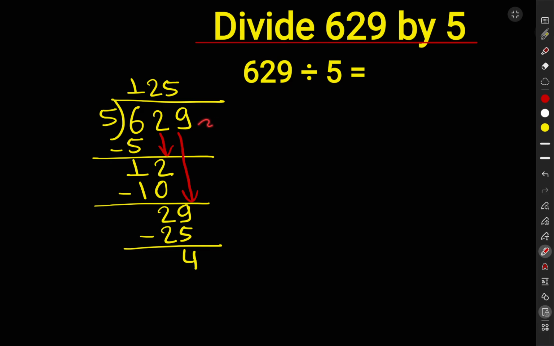So now we have no other number to put down. So we put a decimal here, so that we can put 0. So it is 40 and 5 times 8 is 40. On subtracting we get 0.